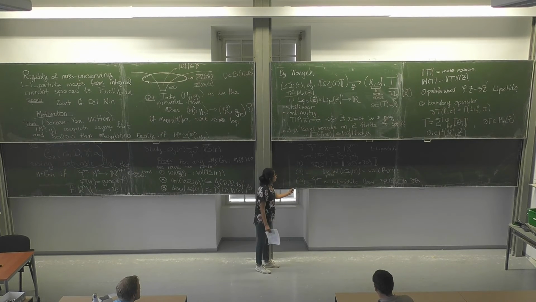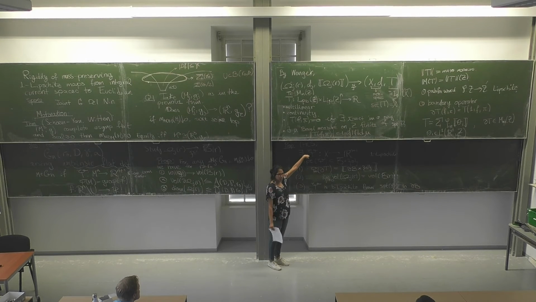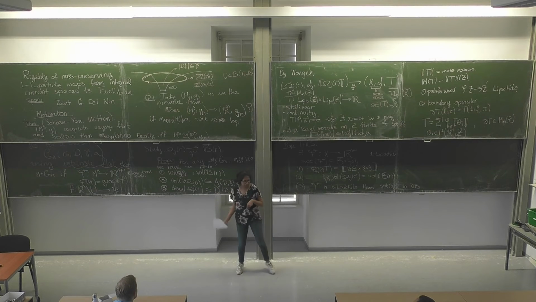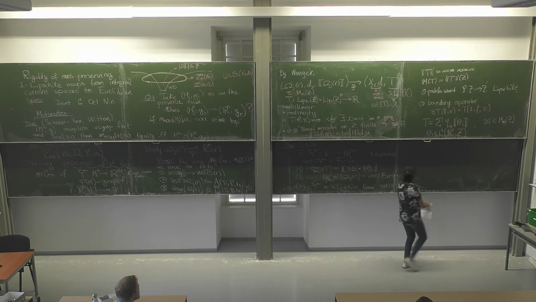Okay, so we have this, and they claimed that then C has to be an isometry, but they didn't prove it. So then with my collaborator, we proved that this is an isometry. So let me state the theorem.